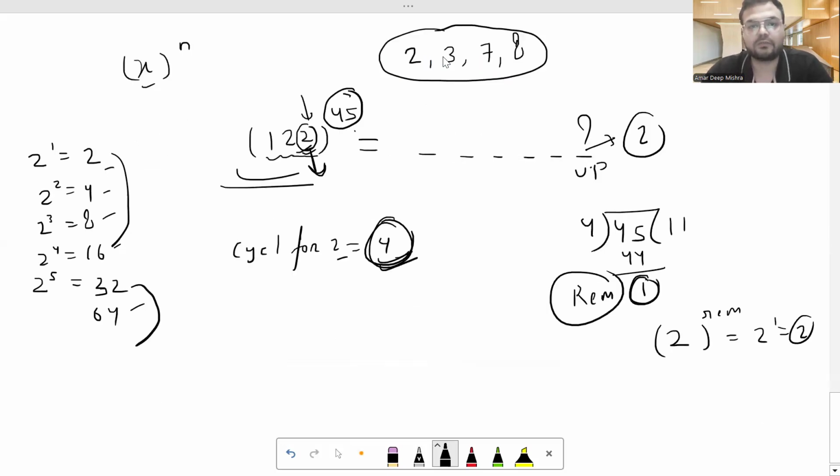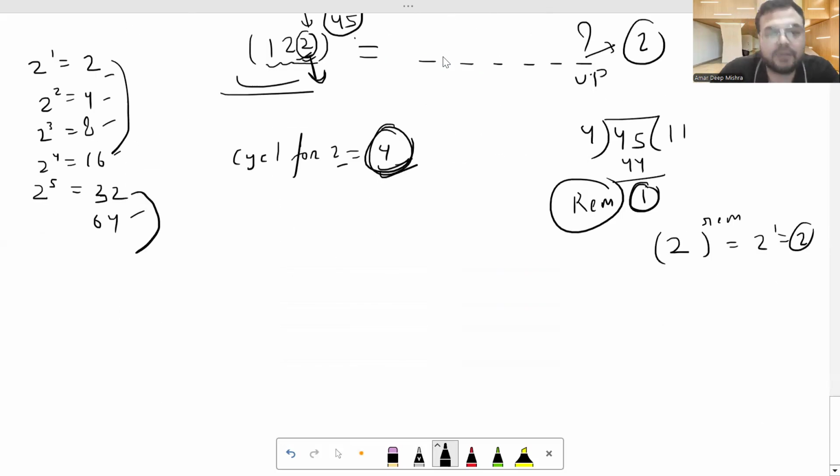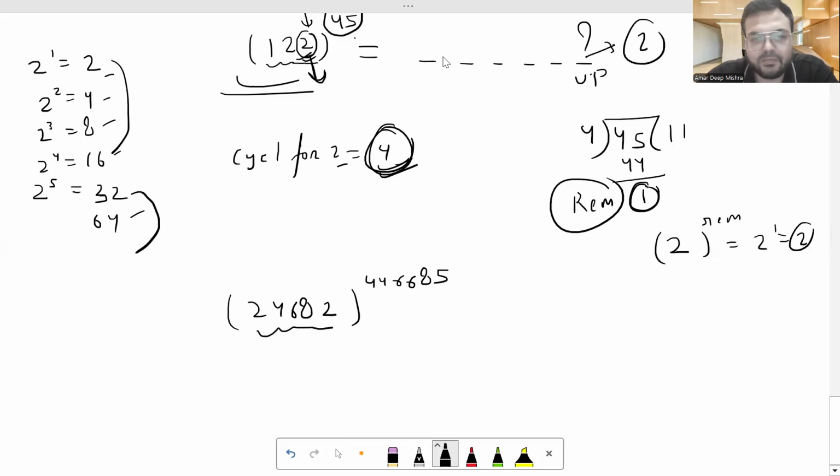Suppose I take one more example, let's say I have a number 24682 raised to the power 446685. Here in the base number, you can see a very large number 24682. Though it's a large number, you have 2 at the unit place in the base number, right? And this is the power. Now we have to divide the power by 4. But the problem here is this number is very large. So instead of dividing this entire number, you can directly divide the last 2 digits by 4.